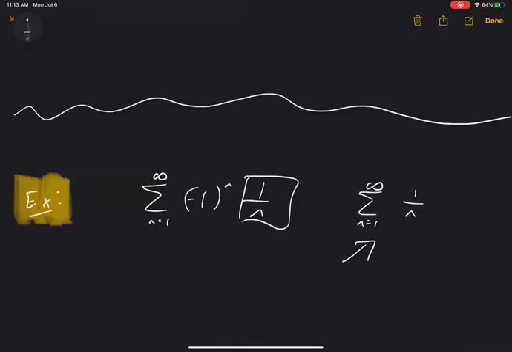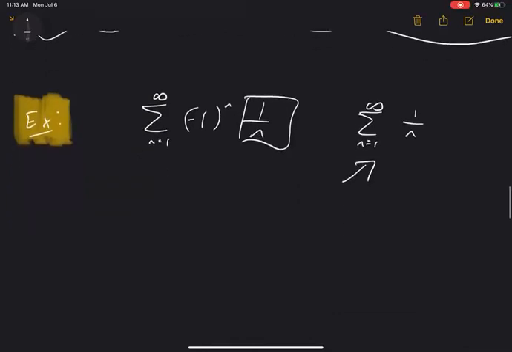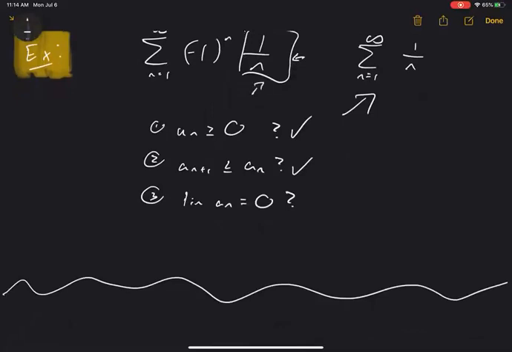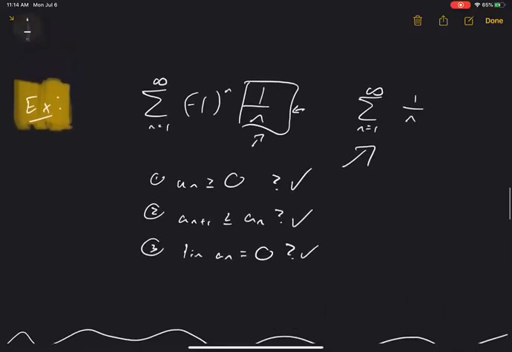Well, let's look at my numerical part, my an. Is that greater than or equal to 0? Well, 1 over n is always greater than or equal to 0, right? Check. Is an plus 1 less than or equal to an? Well, yeah, as n gets bigger, this term here is going to become a smaller and smaller fraction, right? And does the limit of an equal 0? Well, yeah, as n goes to infinity, this number is going to get closer and closer to 0. Boom. So all 3 conditions are checked.